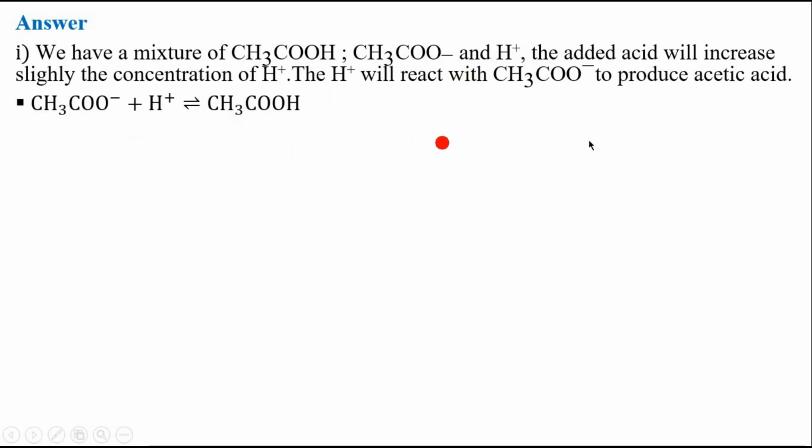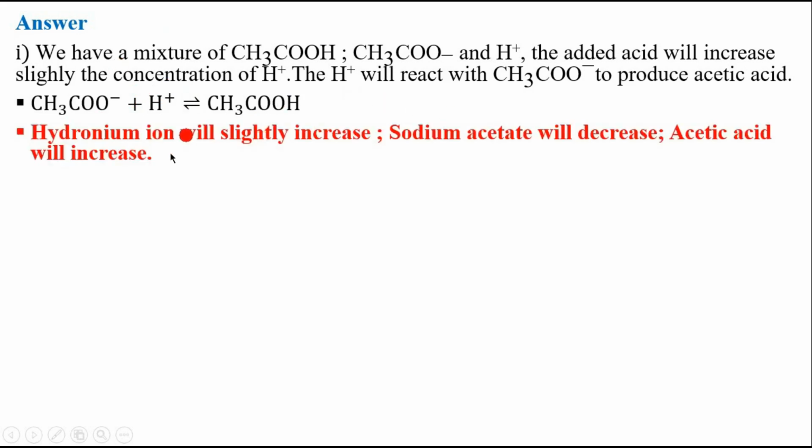That means when they add the hydrogen, it reacts with the acetate ion to produce acetic acid. Here we will be increasing the acetic acid, and the acetate ion will be consumed, and hydrogen will also increase because we are adding the acid. So hydronium ion will slightly increase, that means the H+ will increase. Sodium acetate will decrease because it will be consumed, reacting with H+ from the acid, and the acetic acid will increase because the acetate reacts with hydrogen to form acetic acid.